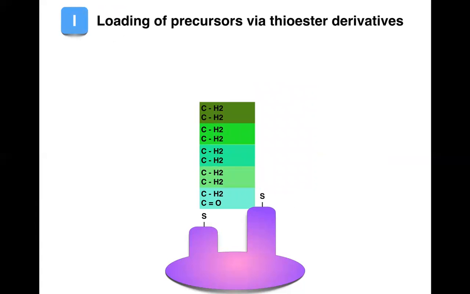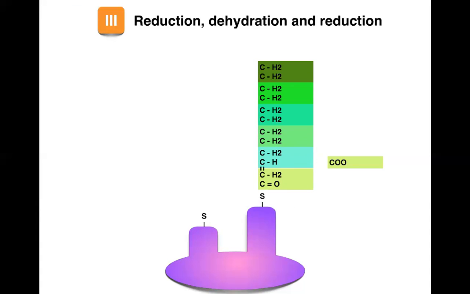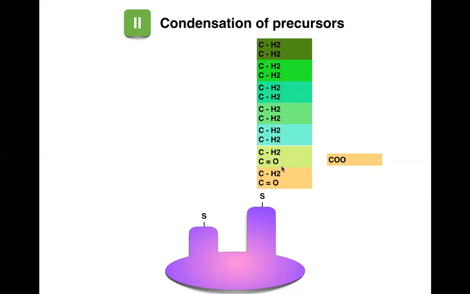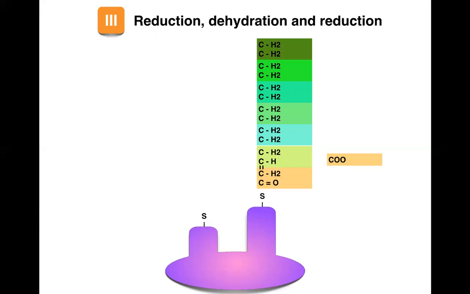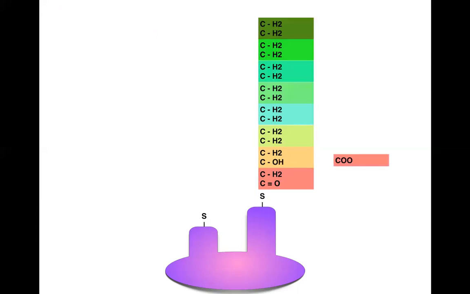Loading of malonyl-CoA number 5, followed by condensation, reduction, dehydration, reduction. Loading of malonyl-CoA number 6, followed by condensation. Take this out by reduction, dehydration, reduction. And finally, we load the final malonyl-CoA, number 7, followed by condensation, reduction, dehydration, and reduction.